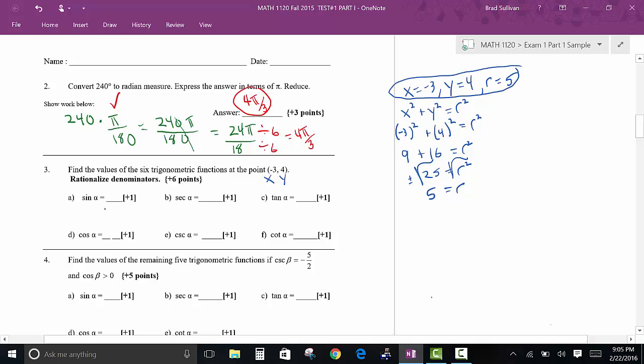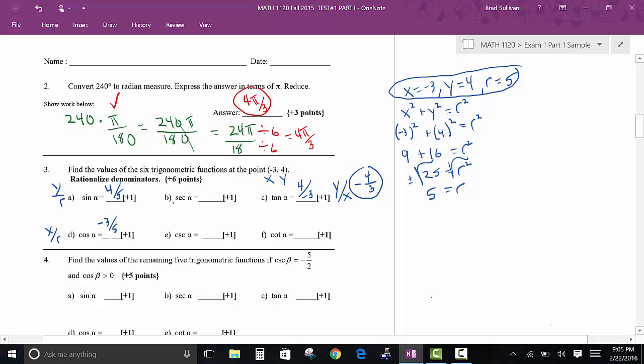Okay? So we just go to the definitions. The sine is y over r. Okay, so that would be 4/5. Okay, the cosine. The cosine's x over r. So that would be negative 3/5. Okay, the tangent is y over x. So that's going to be 4 over negative 3. Okay, well, it's a negative value. The best way to write that is just write that as negative 4/3 like that. Okay, you're not wrong if you don't write it that way. That's the best way, though.